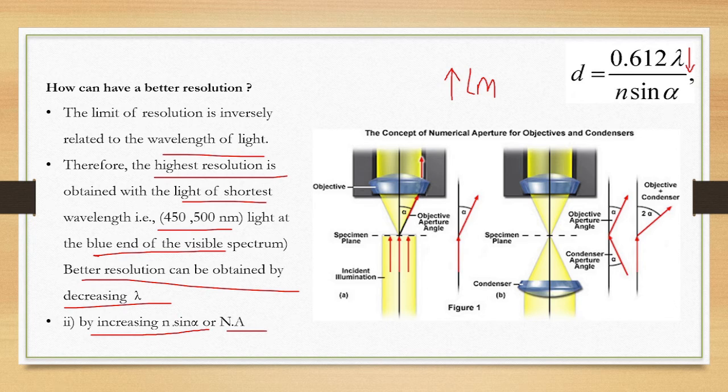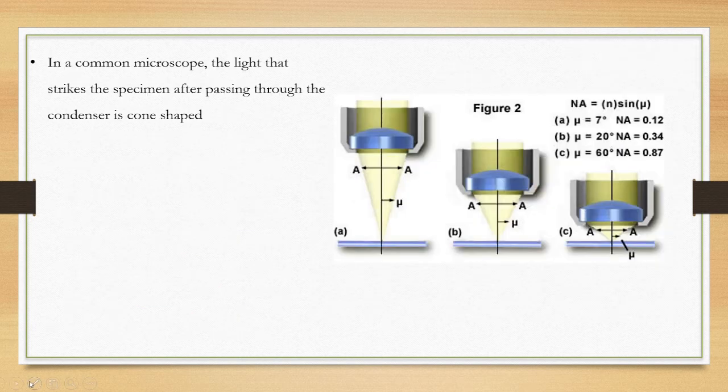Either you can increase the refractive index of the medium, and also you can increase the sin alpha. If you increase the refractive index and the sin alpha, you will get a larger numerical aperture. So if the numerical aperture is larger, that means the greater resolution.